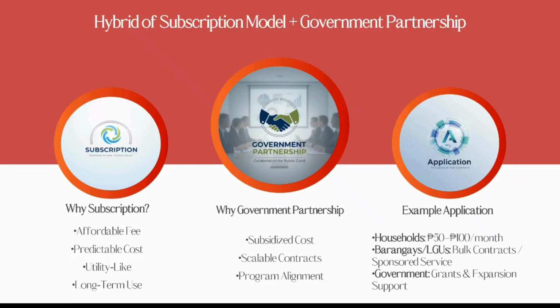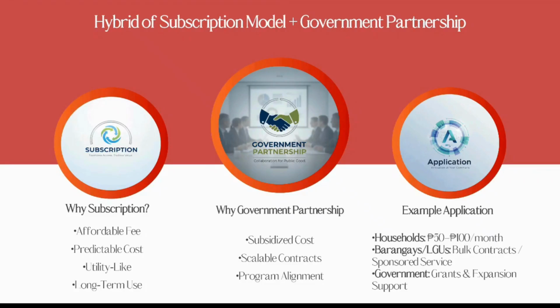The government partnership is very important in our hybrid setup. The government can help cover some cost and create larger contracts for bigger service areas. This allows Segotech Bioenergy to align with local waste management and renewable energy programs. With LGU partnership, our project becomes more stable, supported, and community-wide.